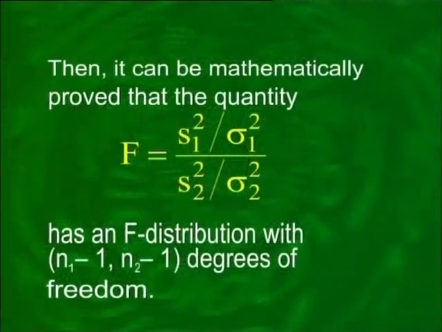Now we have four quantities: S1 square, sigma 1 square, S2 square and sigma 2 square. Then of course I can compute this quantity that you just saw on the screen. As you see once again, S1 square over sigma 1 square, this whole thing divided by S2 square over sigma 2 square. You computed this quantity for these two samples that you had drawn, one from the first population, one from the other.